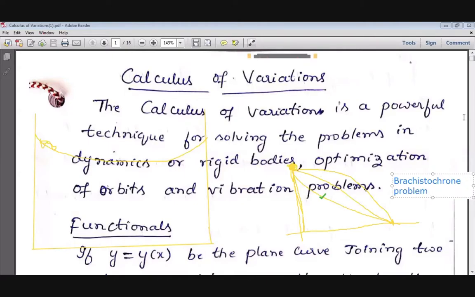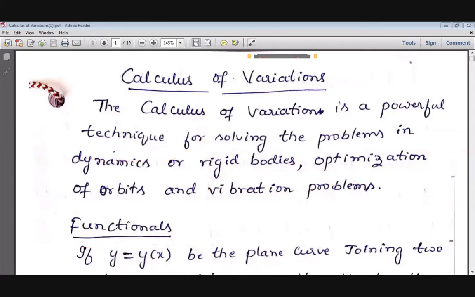The Brachistochrone problem. You can search for it on YouTube. You can see a nice five-minute video. You will understand how this is the minimum, how it takes this path in minimum time. So to solve this type of problem, we need calculus of variation.